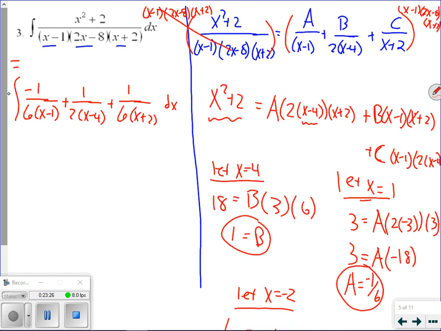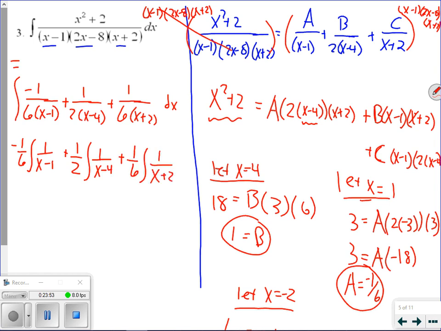So this situation right here, if I were to combine these like terms, I'd be back to where I started. So all I did was just rip the fraction apart. Now, I can integrate it the same way as before. I would take your constants out, like I would take out the negative 1/6, I would take out the 1/2, and I'd take out the 1/6.